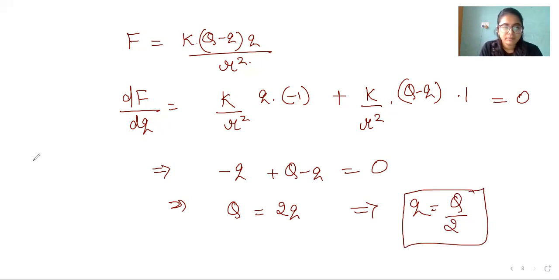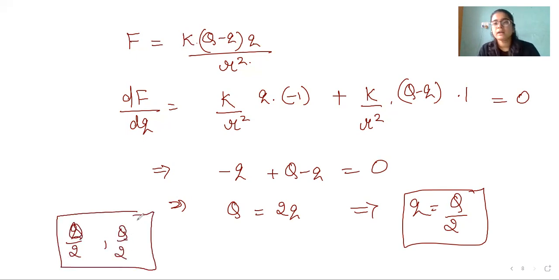So one part will be equal to Q by 2, and the second part will also be Q by 2. So if you divide a charge into equal charges and keep them at some separation, then the force between them will be maximum.